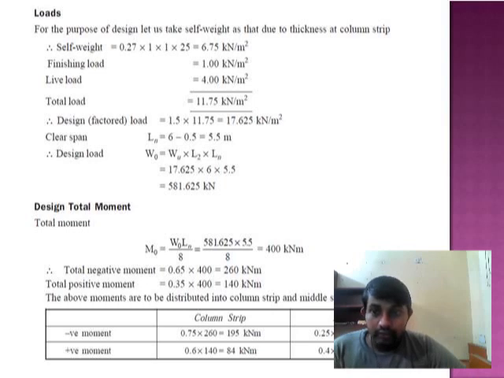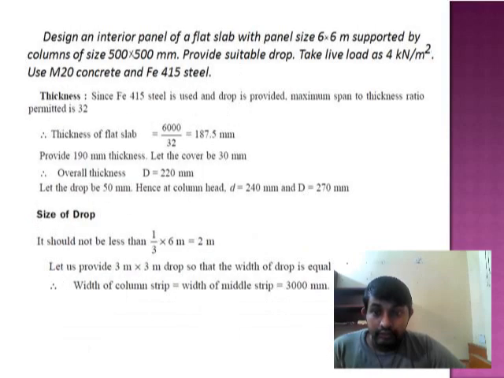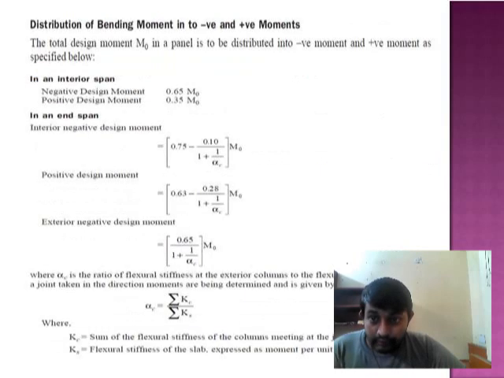Now going to calculate the design total moment. Total moment is nothing but M0 equal to W0 Ln by 8. W0 is 581.625 into Ln which is 5.5, divided by 8, equal to 400 kilonewton meter. Therefore total negative moment is 0.65 into 400, which is already given in the distribution of bending moment in negative and positive moment in an interior span.